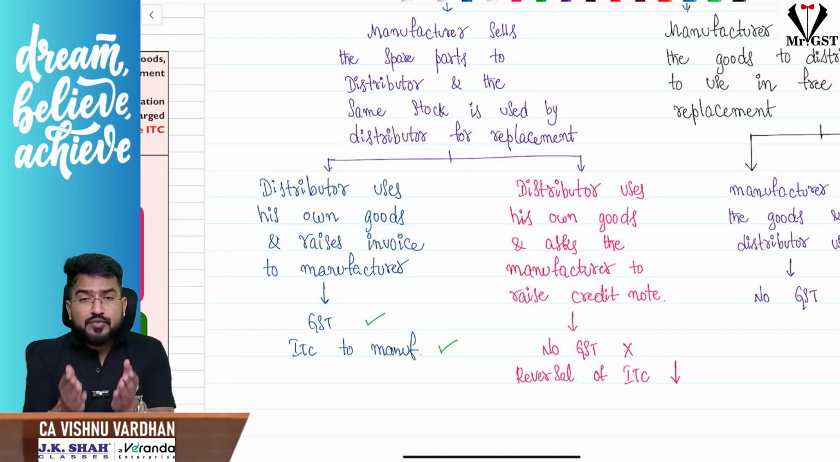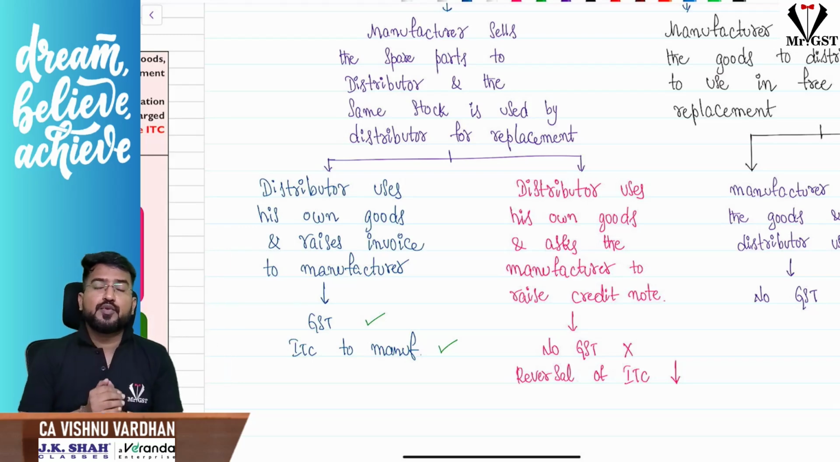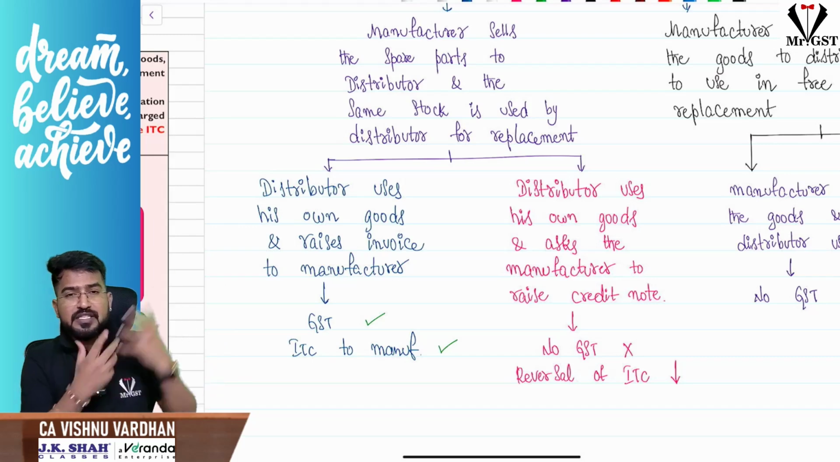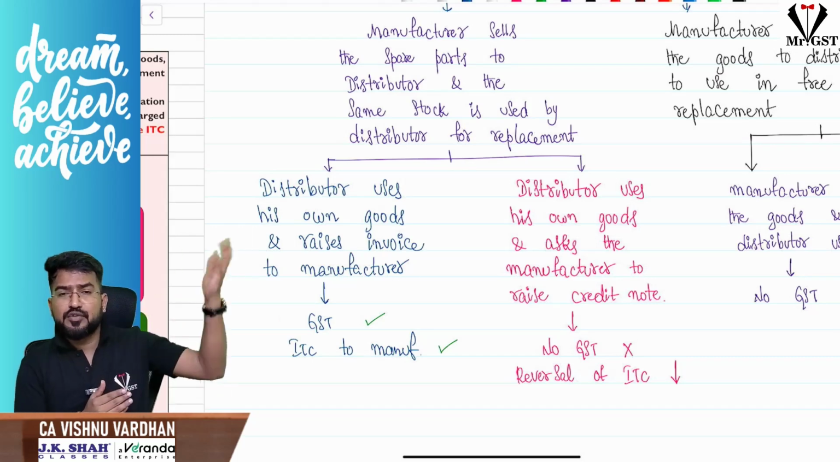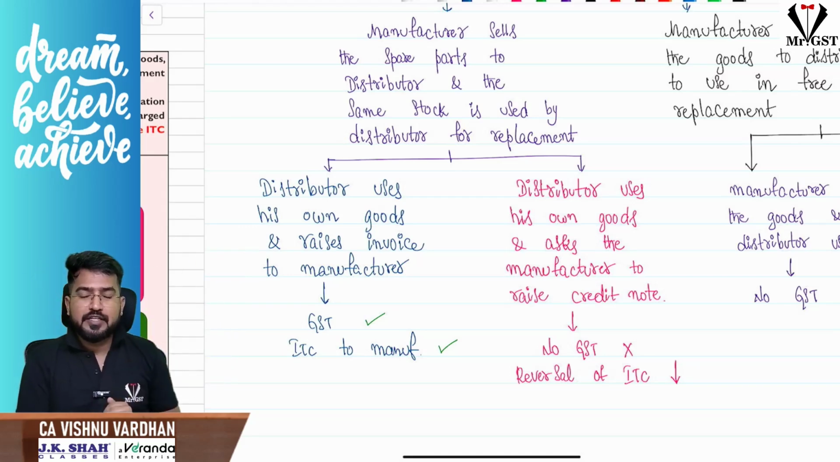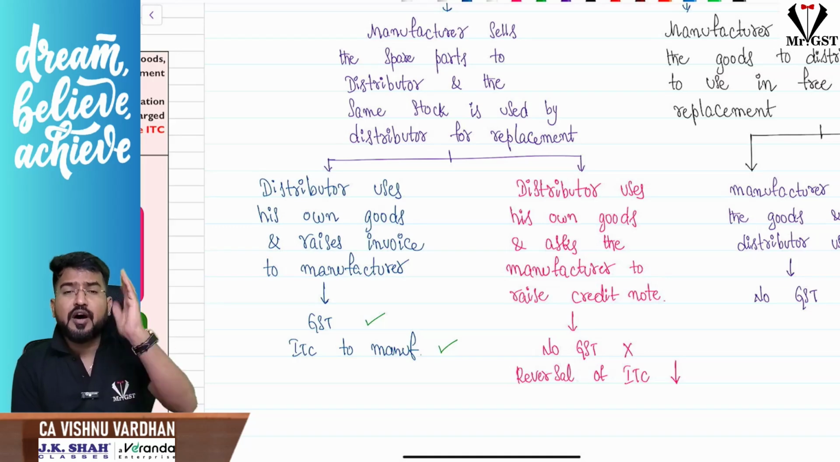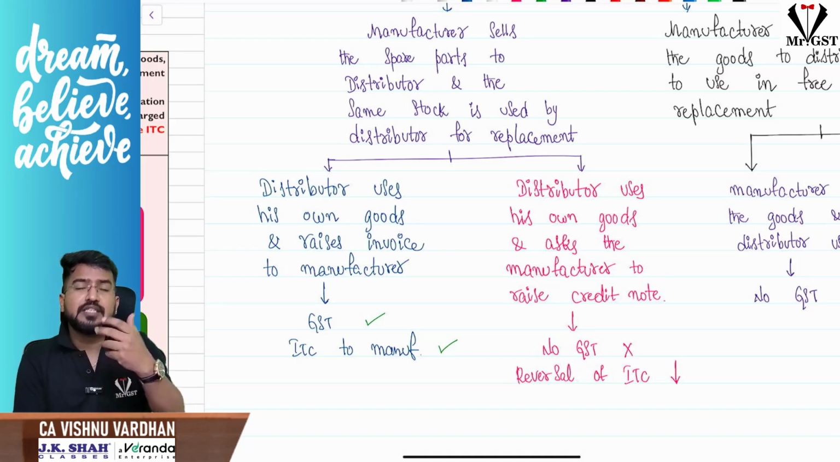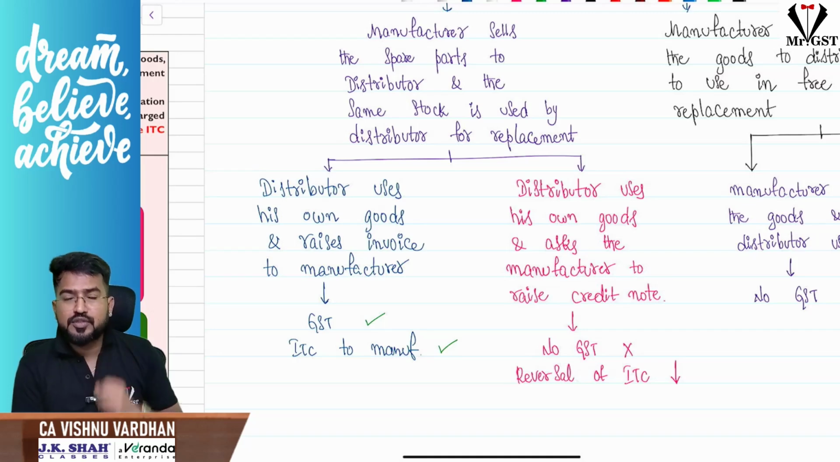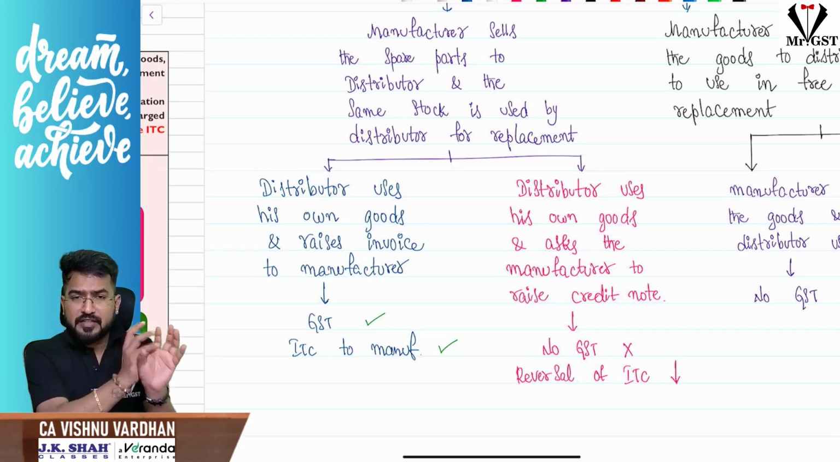Or the distributor is using his own goods. I told you, this own goods also he purchased from the manufacturer only. So he is asking the manufacturer, sir, already I am supposed to pay some money to you. You raised an invoice when you sold these spare parts to me. The manufacturer actually sold these spare parts earlier to the distributor. So now what the distributor is doing, he is using one particular spare part on behalf of the manufacturer only. He is discharging the responsibility of the manufacturer only. So he is asking the manufacturer, I will not pay for this spare part to you.